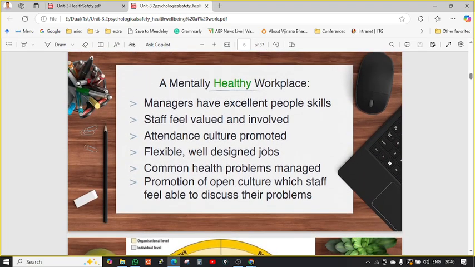So a mentally healthy workplace: these are the different signs that a workplace is good for this. Managers have excellent people skills. If your supervisor, your teacher, your mentor, your immediate supervisors and managers respond to you well, make you feel good, and motivate you well, then what happens is that you work more and read more. So this is the thing.